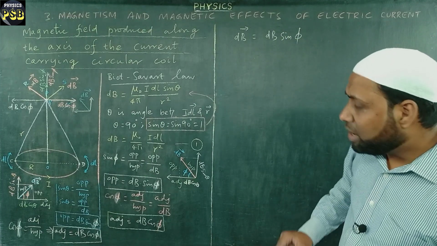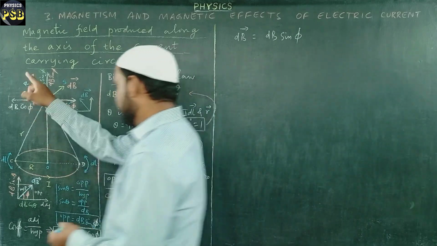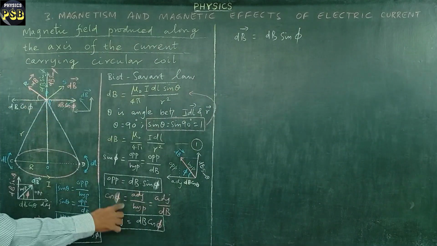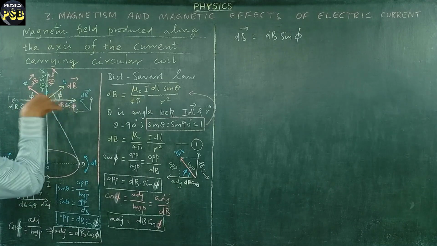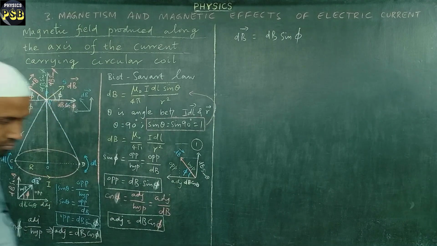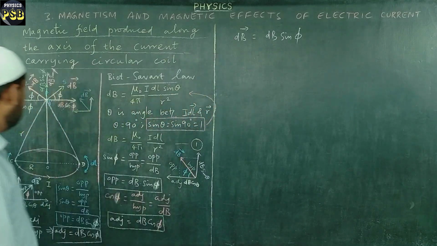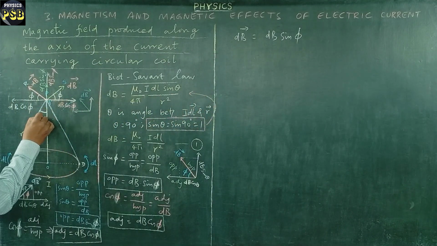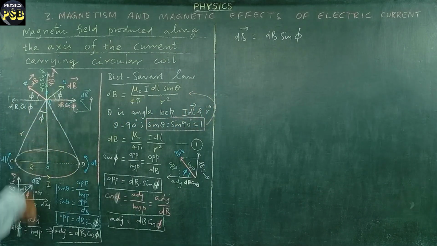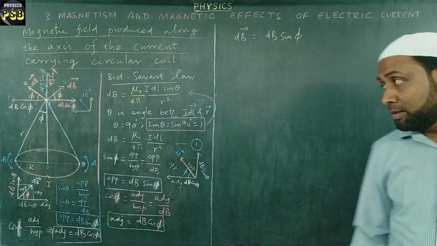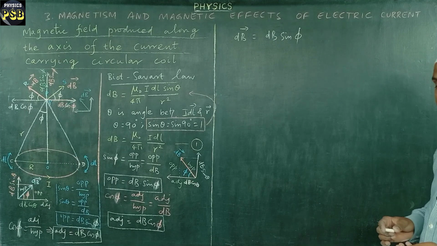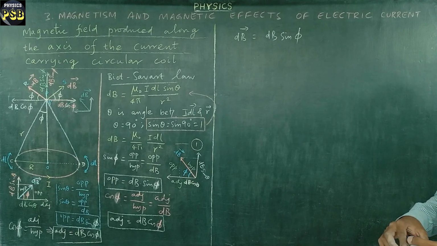So let me mention that angle here in this diagram. I have mentioned them here. This 5 and this also 5. Got it? According to geometrical rules, this angle will also be equal to 5. So I proceed. Got the value of the dB vector, which is equal to dB sine 5.